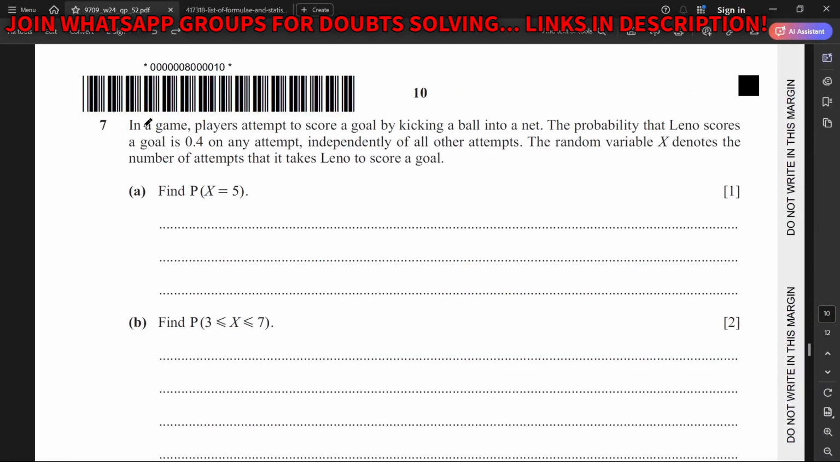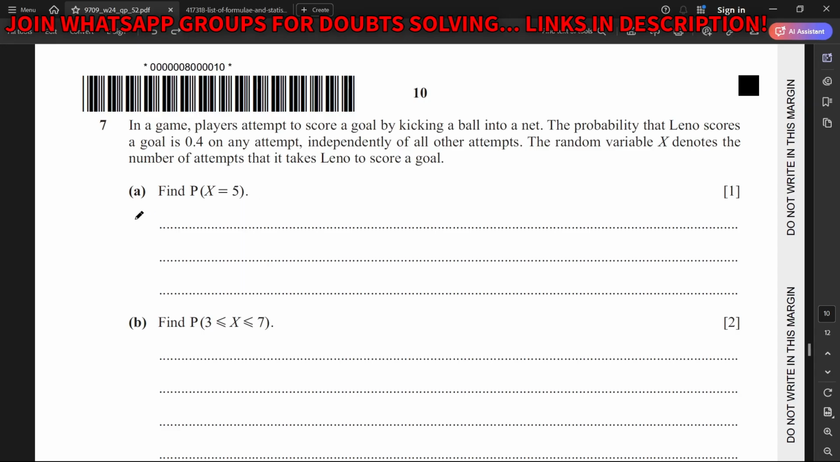Now for question 7. In a game, players attempt to score a goal by kicking a ball into a net. The probability that Leno scores a goal is 0.4 on any attempt, and is completely independent of all the other attempts made by Leno. Now, the random variable x denotes the number of attempts that it takes Leno to score a goal. And in the first part, we are asked to find the probability that Leno took 5 attempts to score his goal. So because there are no fixed number of trials in this question, we can say that we solve this question with the help of geometric distribution.